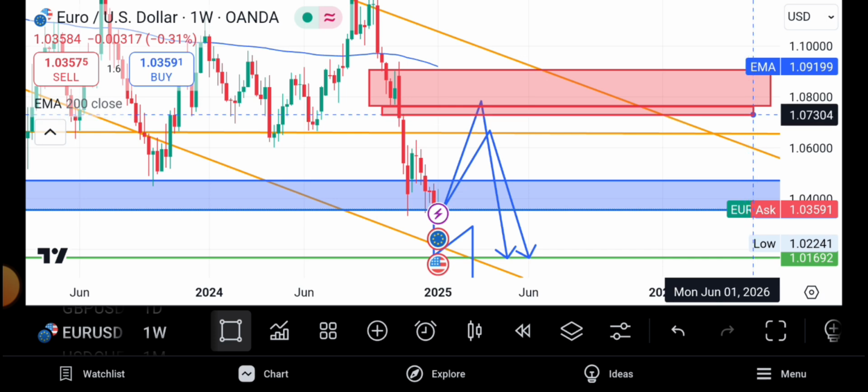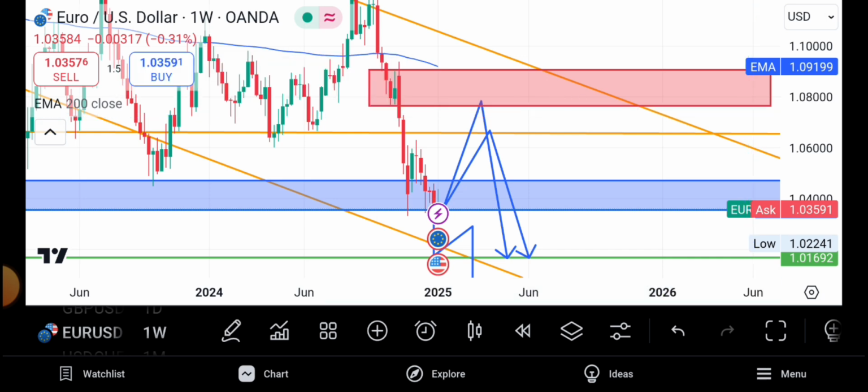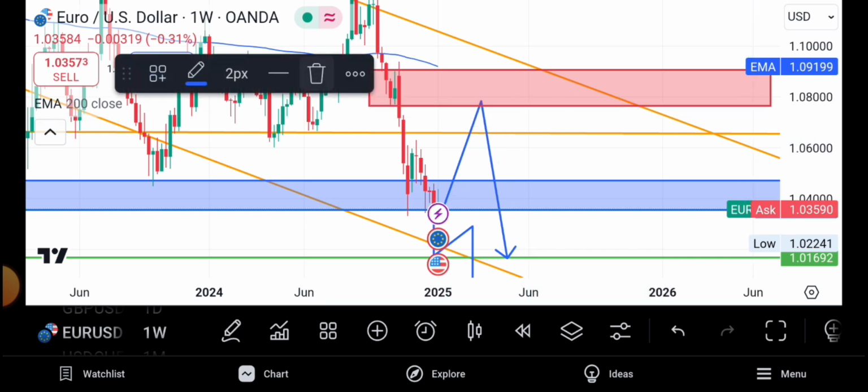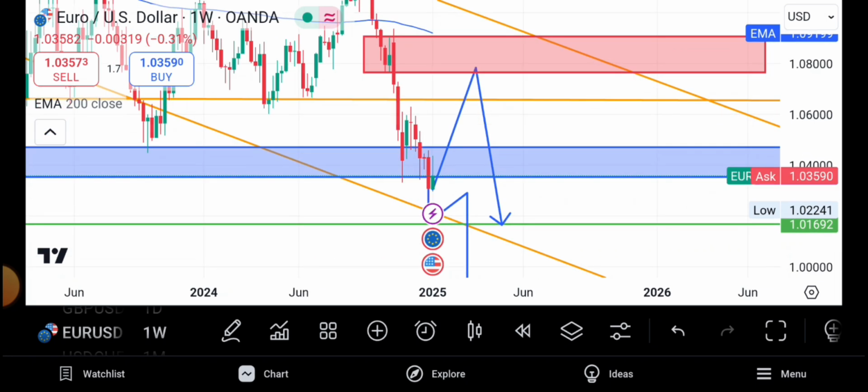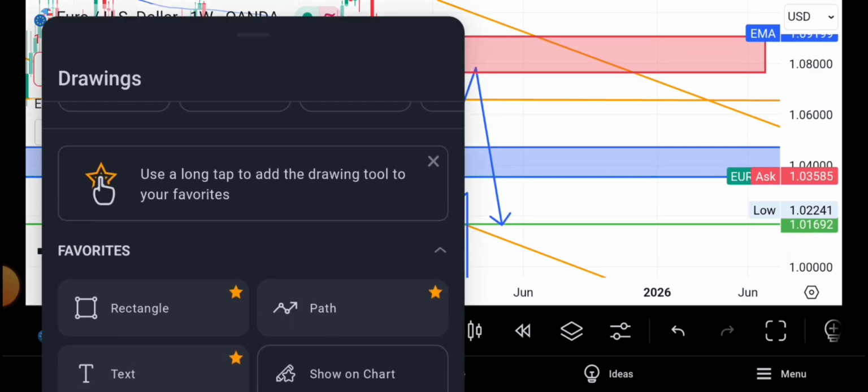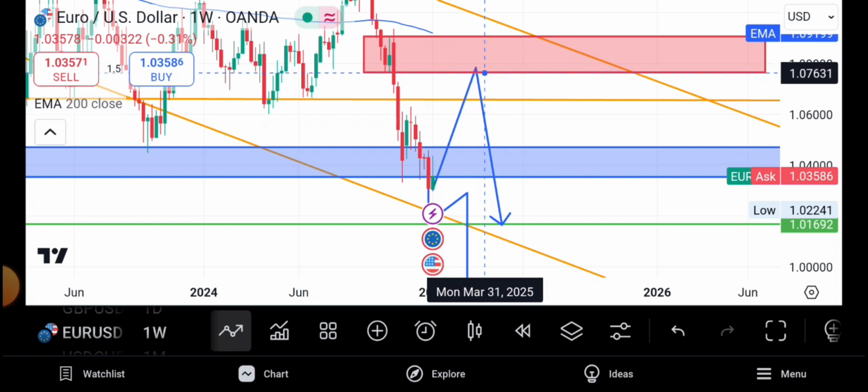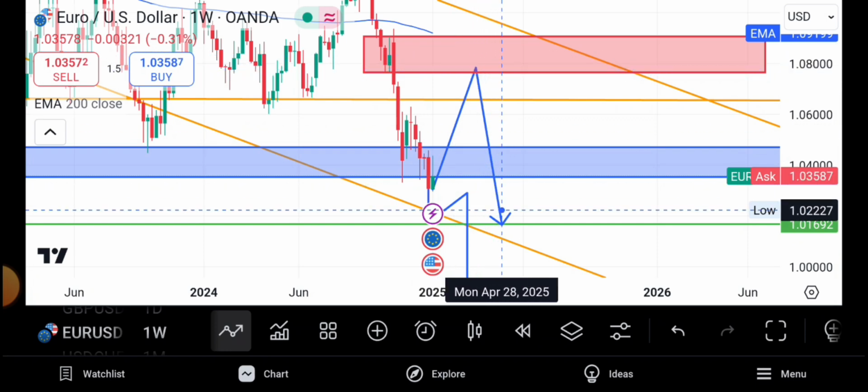If you're looking to sell Euro USD, we shall wait for buyers to push this price action up to this zone. Then we shall enter to sell from this zone up to this zone. If you have any question, please comment down below, and I'll be willing to answer you.